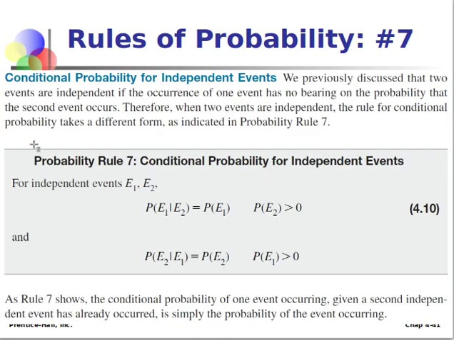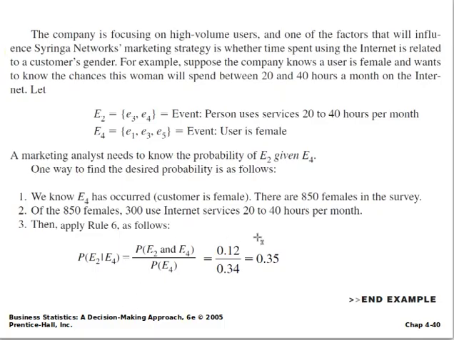So there was a 35% probability of E2. This is the probability that a particular female uses internet services for 20 to 40 hours per month.